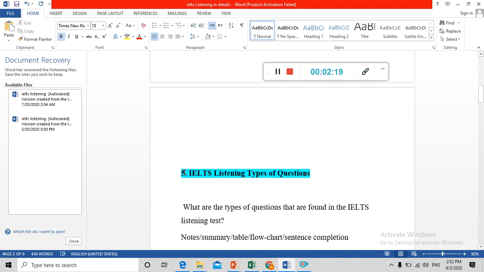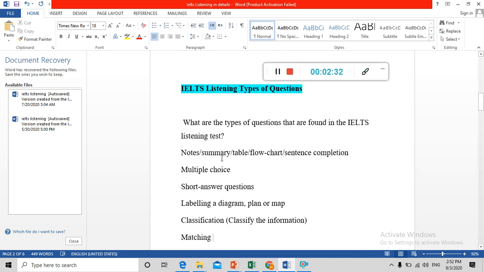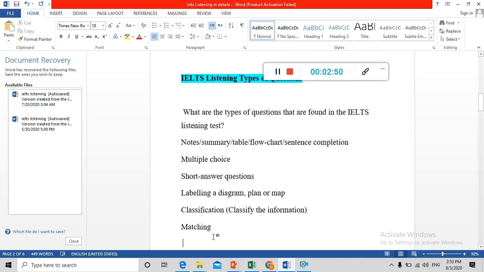IELTS listening types of questions. What are types of questions in IELTS listening? First of all, notes, summary, table, flowchart, sentence completion. There are questions of multiple choice, short answer questions, labeling a diagram, plan, or map. Classifications, classify the information, and we have matching.